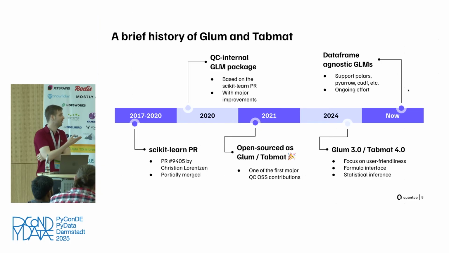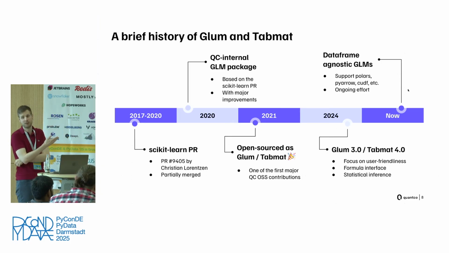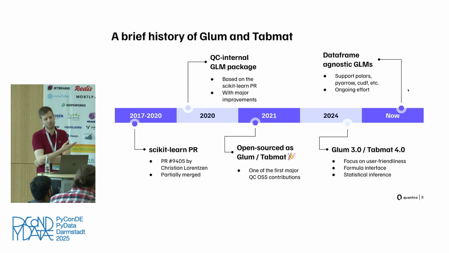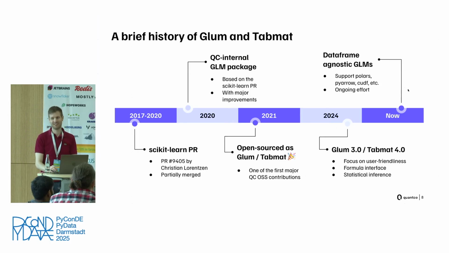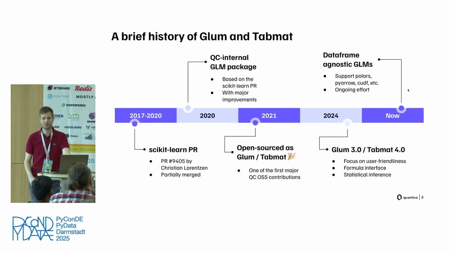So Quantco created, at that point, an internal package called Quantco GLM, which was based on the scikit-learn PR, but it went way beyond that. So it was really production ready and just a bit more advanced. There were some big improvements. That's in 2020. And in 2021, we decided to open source it.